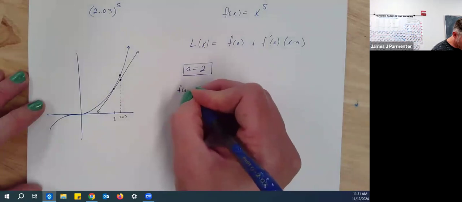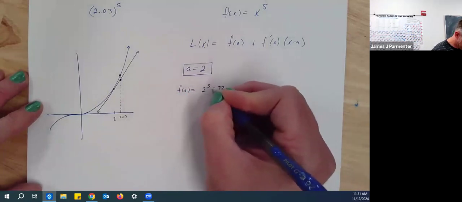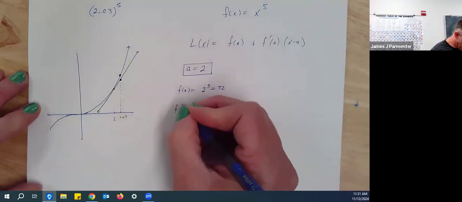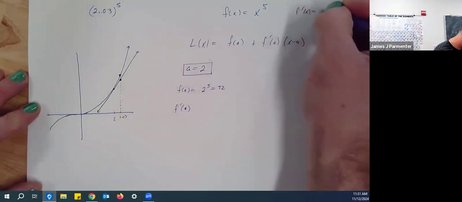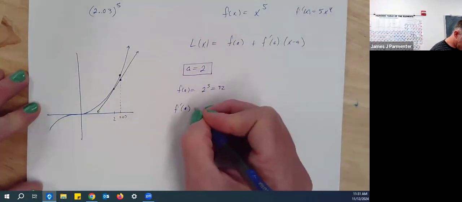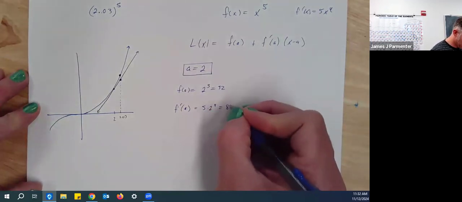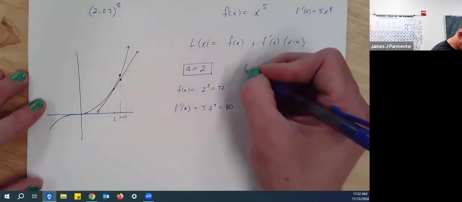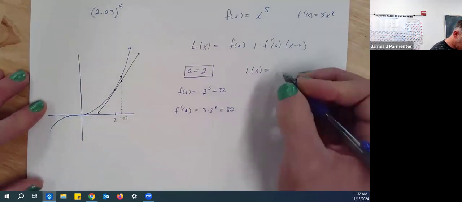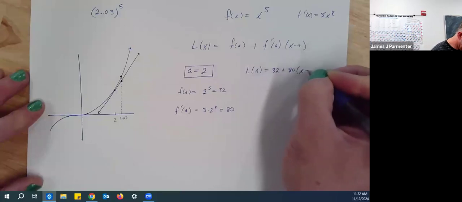f of a in this case is going to be 2 to the fifth, which is 32. And f prime of a, well, the derivative here is 5x to the fourth. So f prime of a should be 5 times 2 to the fourth, which is 5 times 16, which is 80. So the equation of our tangent line or linearization here is going to be 32 plus 80 times x minus 2.